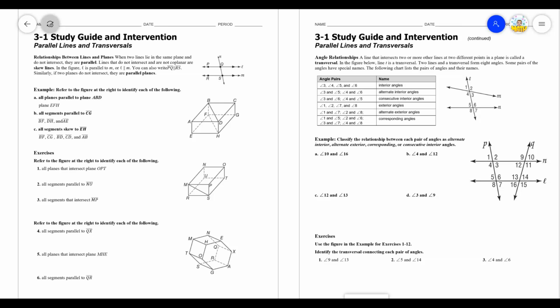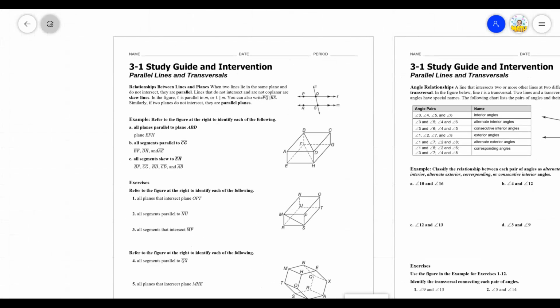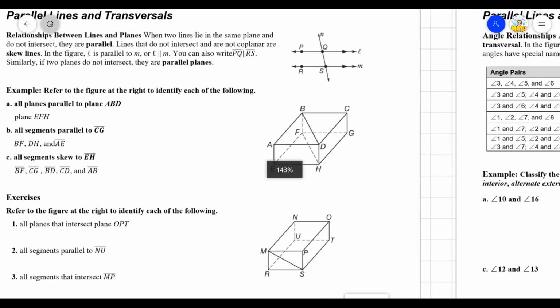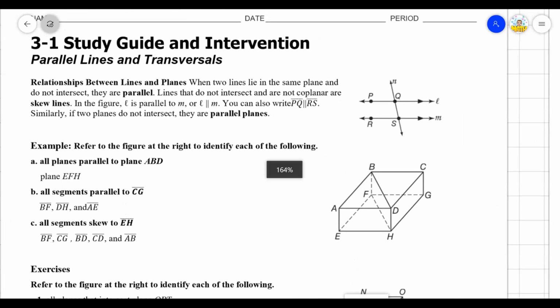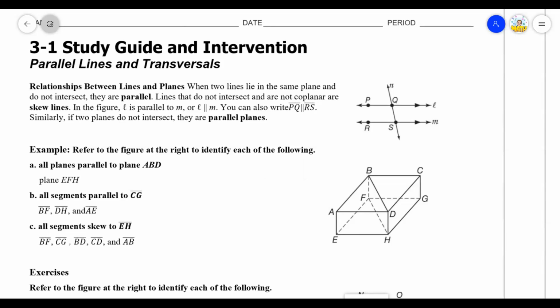Okay, so today we're going to start chapter 3 and look at the concept of parallel lines, and also the angles that are formed when we have parallel lines intersected by a third line, which we would call a transversal. Over here in the picture we have two lines that are parallel to each other, L and M, which means they're in the same plane and they do not intersect.